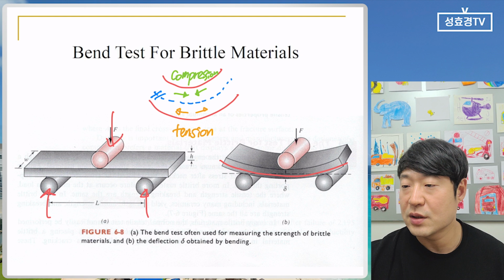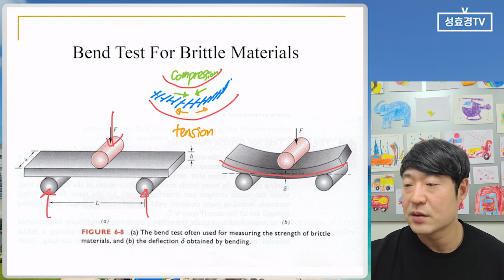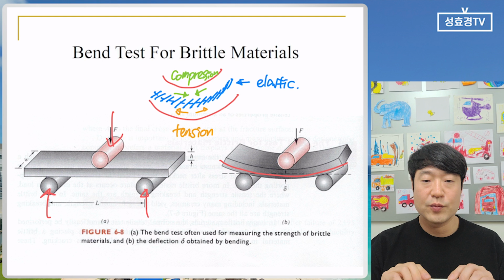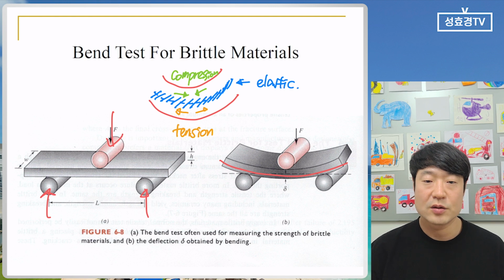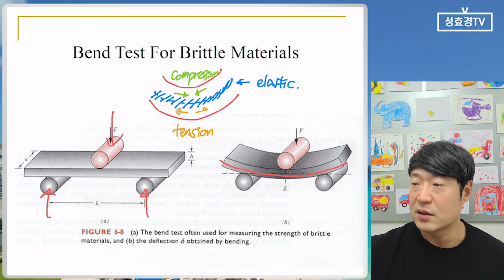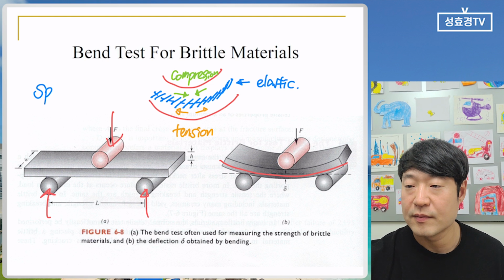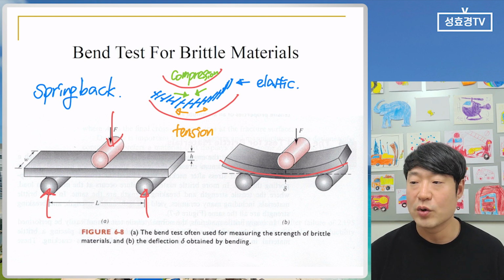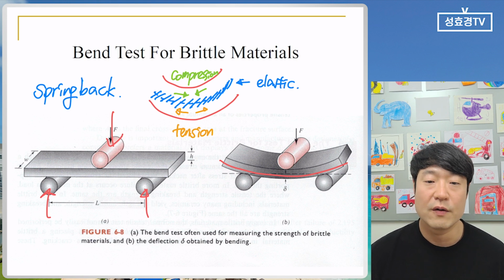This area is not plastically deformed, so it shows elastic behavior. Maybe you have had the experience that when you bend something, it just goes back again. We call that phenomenon spring back. So in the bending test, we need to consider spring back, because it is not 100% deformed. In the neutral area, there is elastic deformation, so it is just elastically recovered.